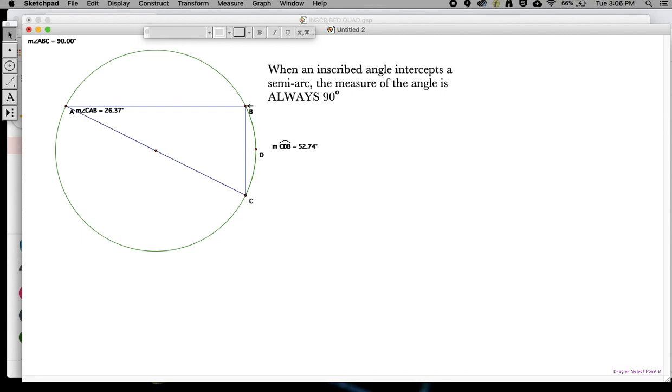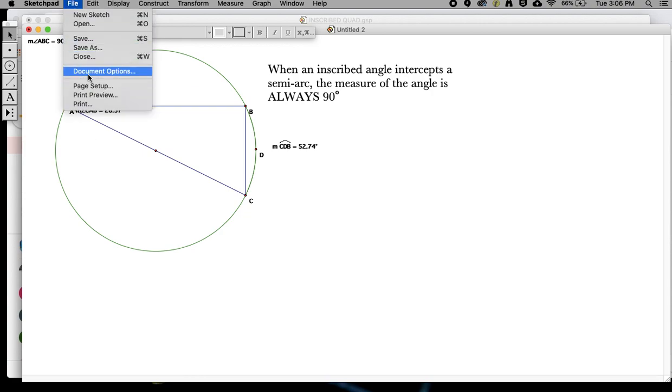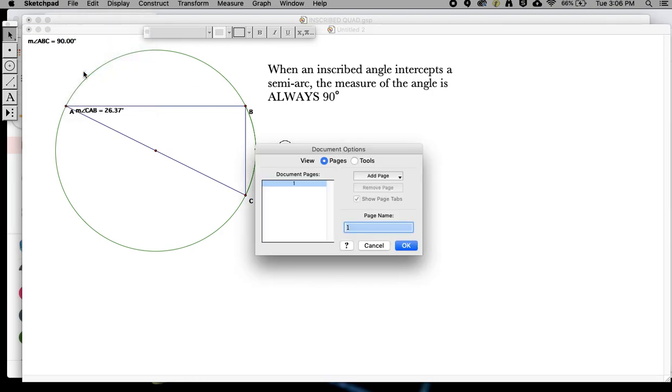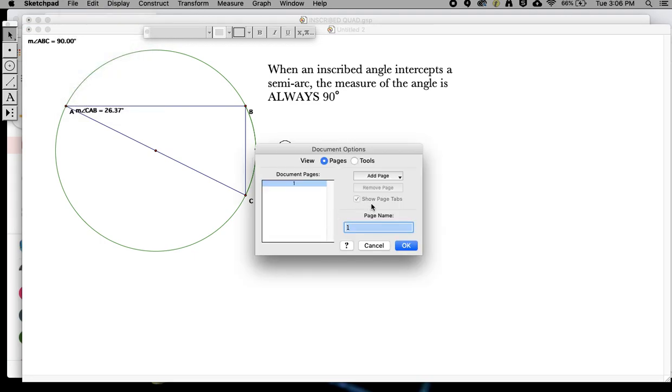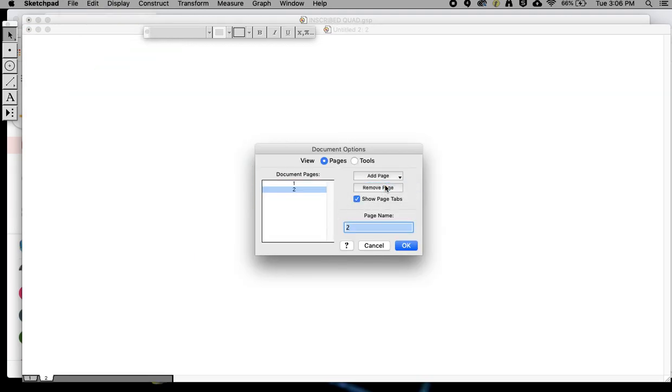So you are learning lovely things here. There is another glorious thing. I'm going to go to Document Options and we're going to add a page. A blank page. So in the same document, that's how I create the tabs, by the way, for those of you who are curious.